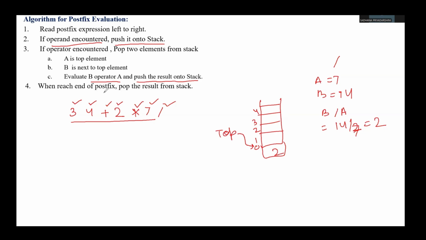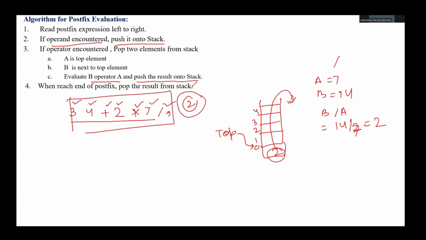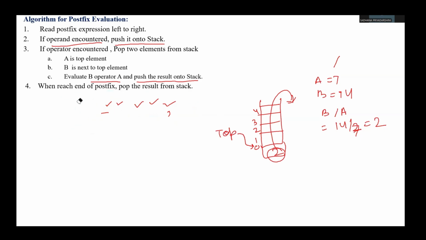When we reach the end of the postfix string, what do we have to do? We have to pop the result. So what is the result? The result is 2. We pop the value and we get the result 2. So this is our postfix expression and this is our result value. This is the way we can evaluate a postfix expression.